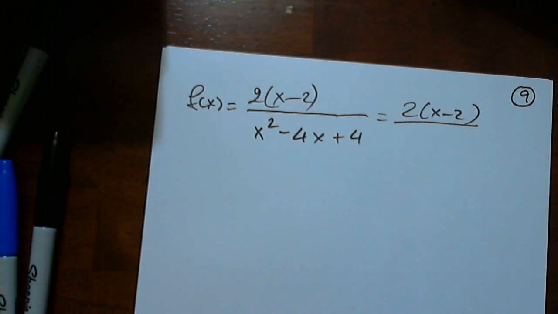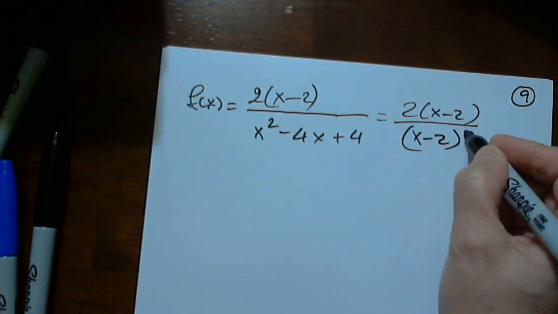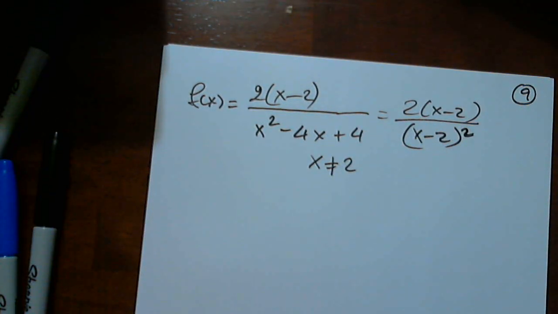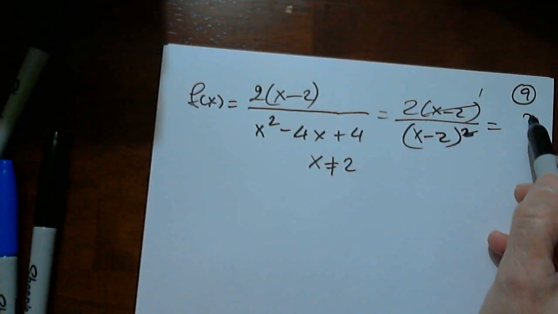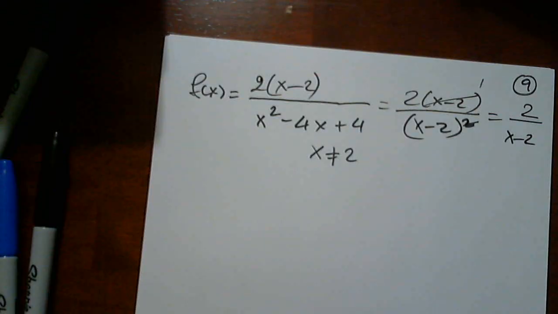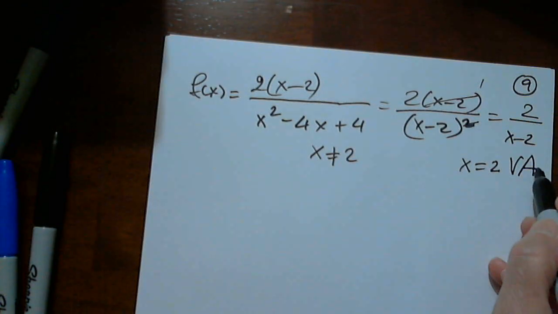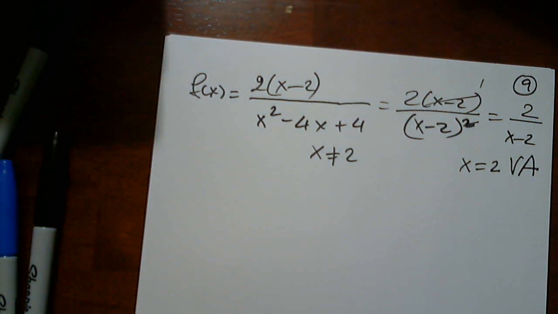X minus 2, x plus 2. Careful, it's a trinomial. X minus 2 squared. Excellent. Good. And you will immediately state that x does not equal 2. And you will simplify and get 2 over x minus 2. The factor still stays, so x equals 2 must be a vertical asymptote. Do you all agree with that so far? Yes? No?